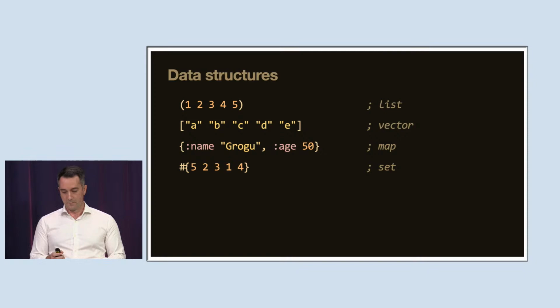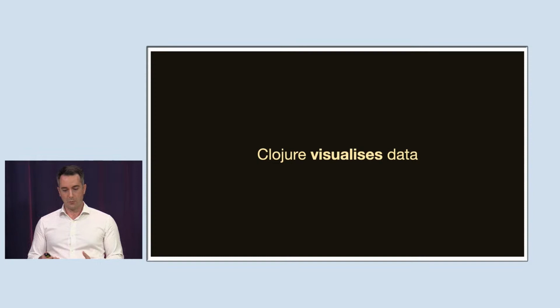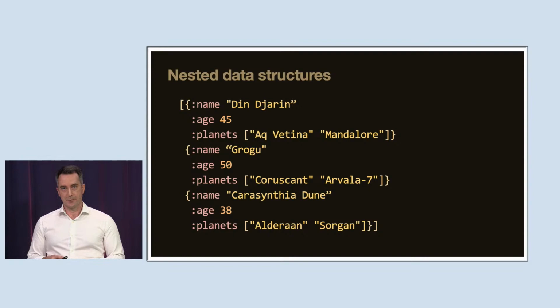So what does this mean when we have data as syntax? It means that we visualize our data, we bring it to the forefront, and it makes it easier to think about, to talk about, to communicate to each other, and to work with. Not only that, but it also makes it easier to construct nested data, which is, of course, the main kind of data that we work with in our systems. Here we have an example vector that contains three maps, and each map contains three key value pairs, and one of those values is a vector itself.